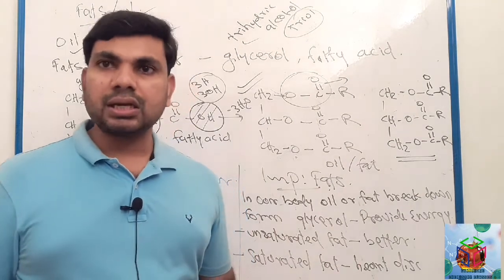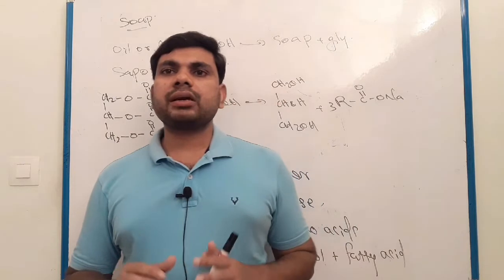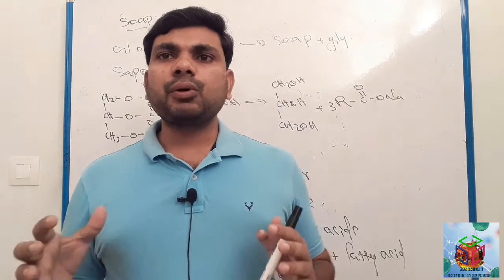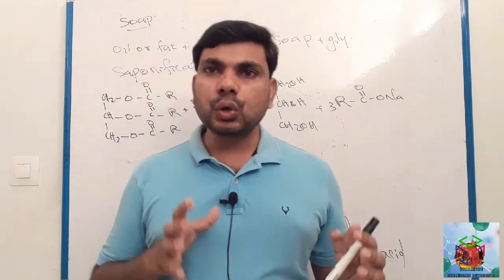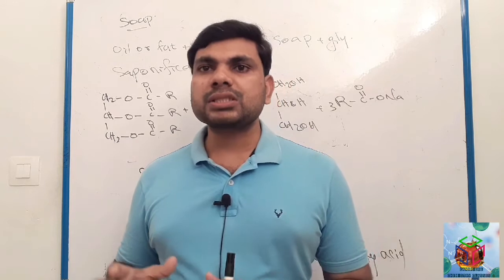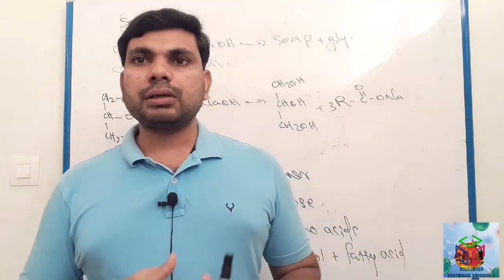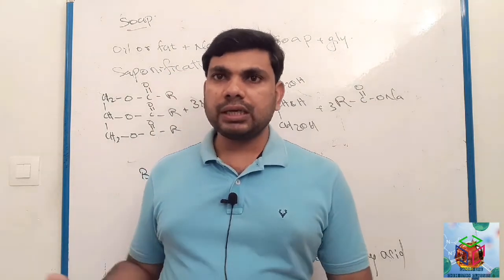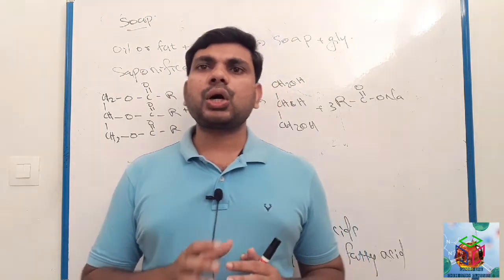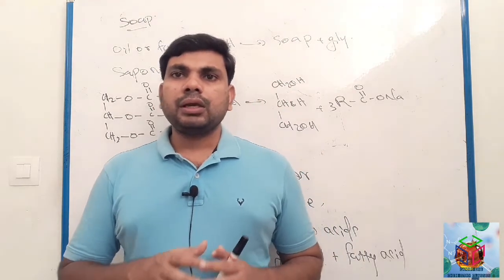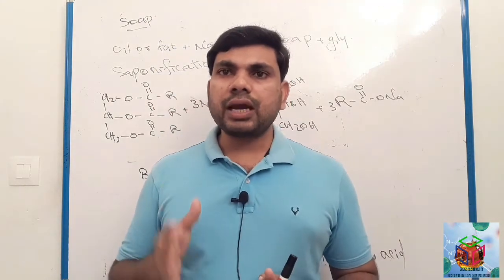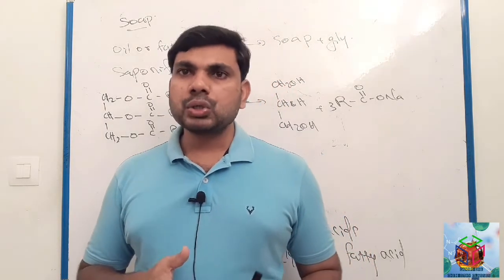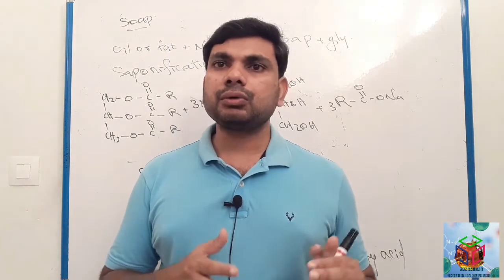Clear? Okay, next one we have to discuss here, saponification. Saponification means the process by which soap is made. The soap making process is called saponification. Soap is used for cleaning. Here oil or fat reacts with sodium hydroxide, and it produces soap and glycerol. So glycerol is a side product during soap production.